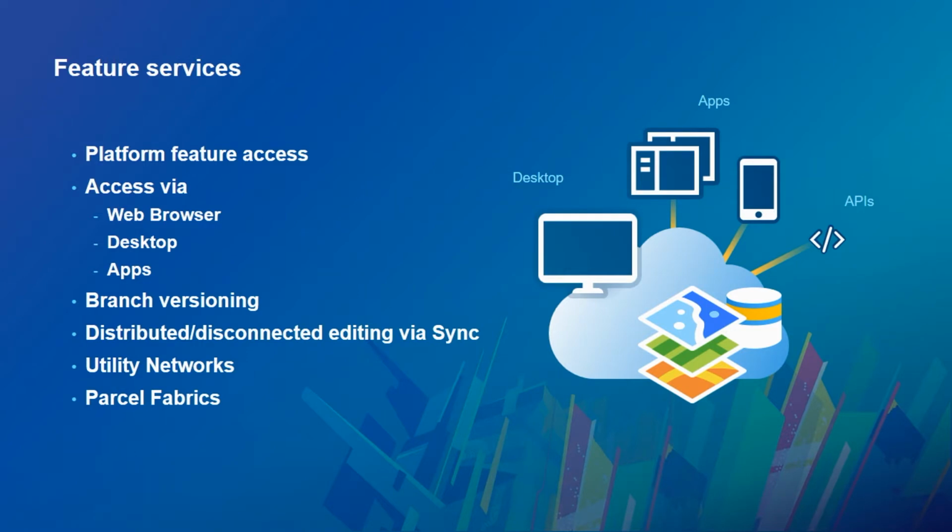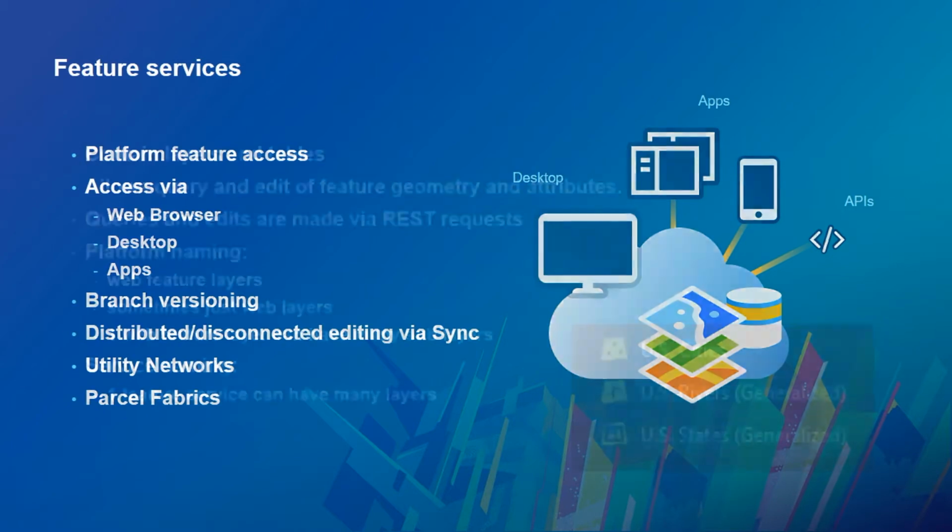They're also where we've been focusing a lot of our efforts on some of our distributed data workflows, so taking your data offline into the field when you don't have connectivity, doing edits, and then syncing back to your back-end data store. It's also the entry point for the platform adoption of utility networks and our upcoming parcel fabrics, allowing multi-user access to these dataset types. In the future, we'll likely have other dataset types that are feature service based as well.